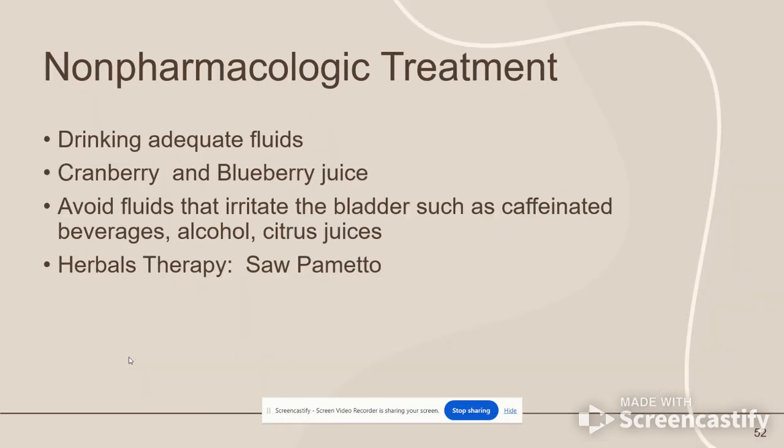So some non-pharmacological treatment: fluids, drinking adequate fluids. You can give them cranberry and blueberry juice. Avoid fluids that irritate the bladder, such as caffeinated beverages, alcohol, and citrus fruits. They can also have herbal therapy like saw palmetto.